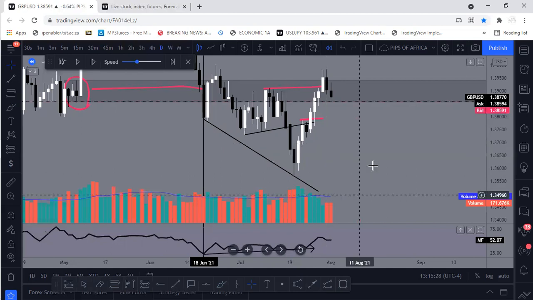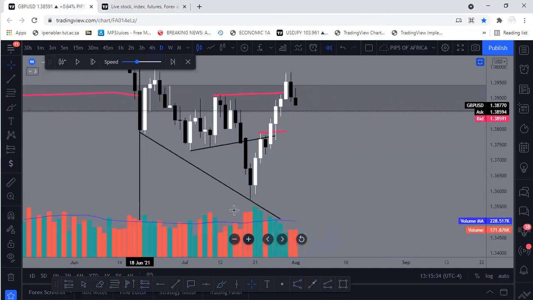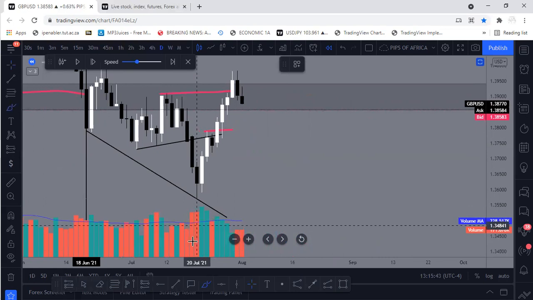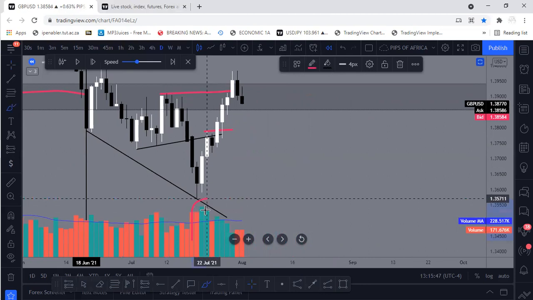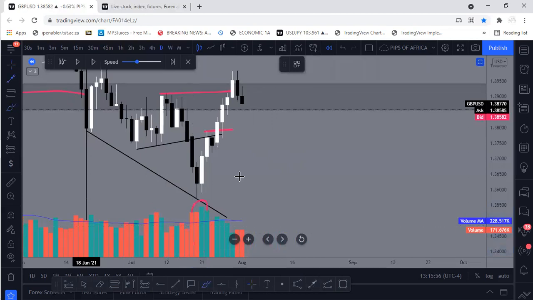You see what is happening now. Let me try to hide the RSI. All right, so this is what happened. What do you see here? You see what is happening here? What do you see here? You see the order block. The order block is showing us what we see in the price.